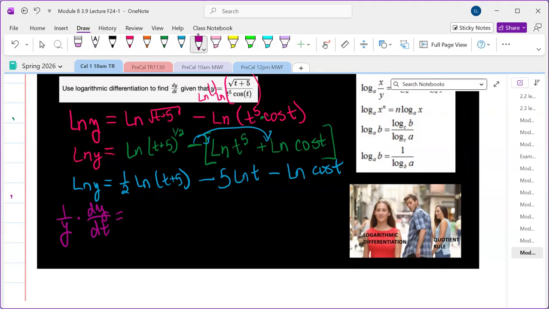Now our derivative of 1/2 times will still be 1/2 times. The derivative of natural log of t plus 5 will be 1 over t plus 5 times the derivative of t plus 5, which is just 1, because the derivative of t is 1. The derivative of 5 by itself is 0, so it's just times 1. Minus 5. The derivative of natural log of t is just 1 over t.